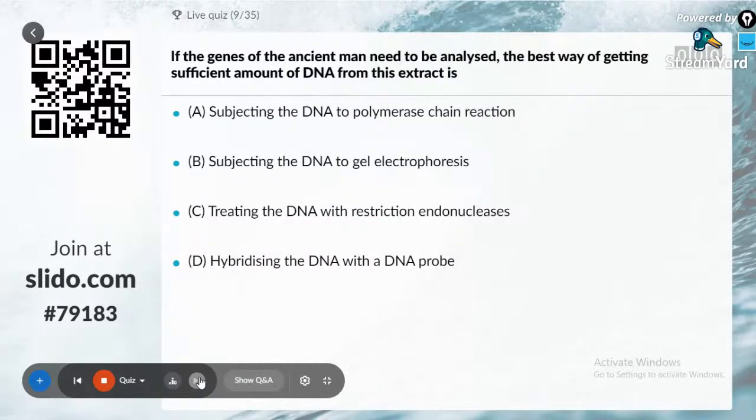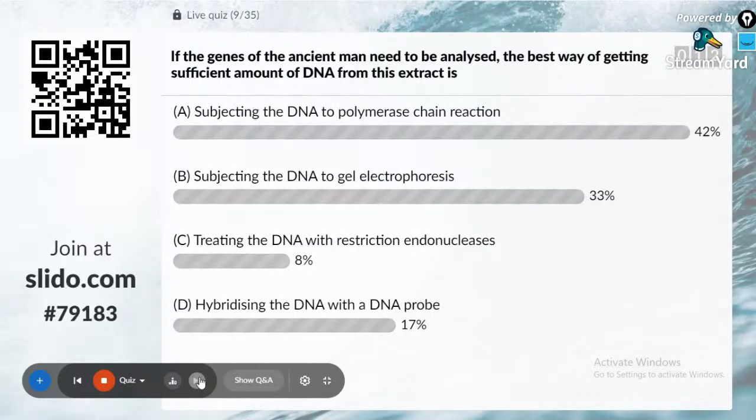Suppose an archaeologist gets a skull from an excavation and only a small amount of gene was found. If the genes of the ancient man need to be analyzed, the best way of getting sufficient amount of DNA from this extract is to multiply the DNA. Suppose during DNA fingerprinting, we get only a small amount of blood from a site and we have to multiply the DNA. We use polymerase chain reaction, PCR. You know the process: denaturation, annealing and extension. Next question on the screen.